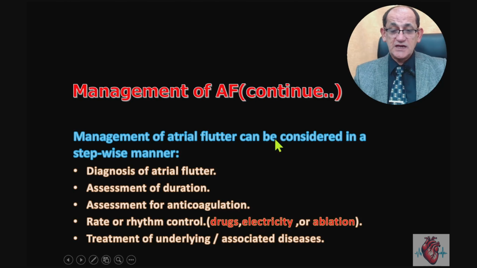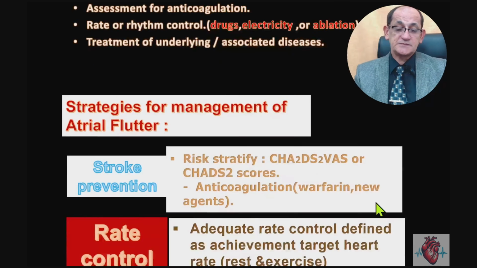Management of atrial flutter can be considered in a stepwise manner. You start with diagnosis of atrial flutter, assessment of duration, more than 48 hours or less than 48 hours, assessment for anticoagulation, rate or rhythm control by drugs, electricity, or ablation, and the treatment of underlying or associated diseases.